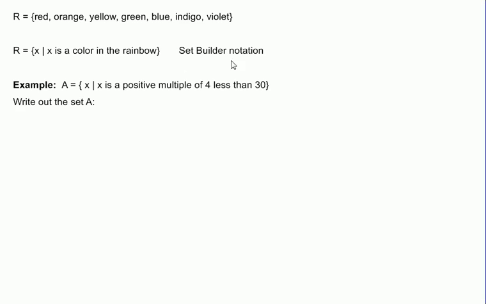We have some different notations too. One way to write a set out is to list all of the elements of the set, and we usually refer to this as the roster method. You just simply list a roster of all the elements in the set.